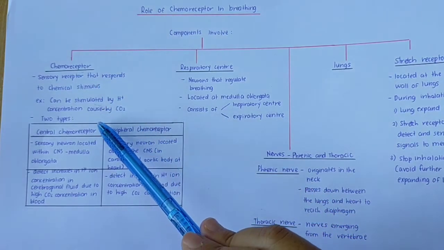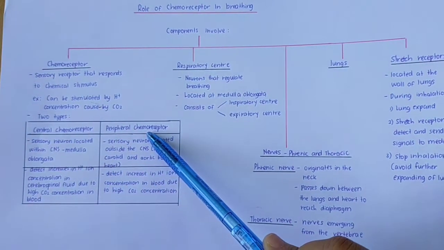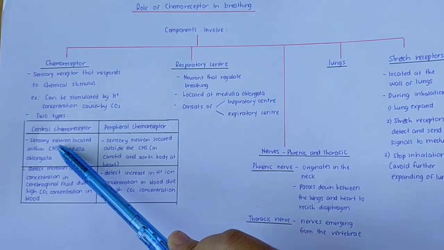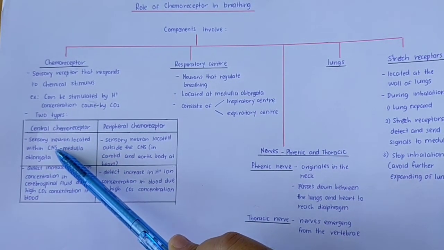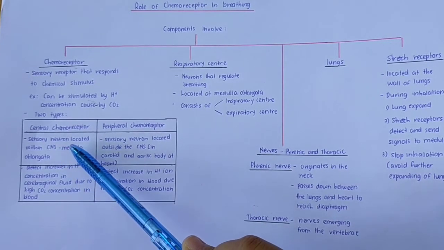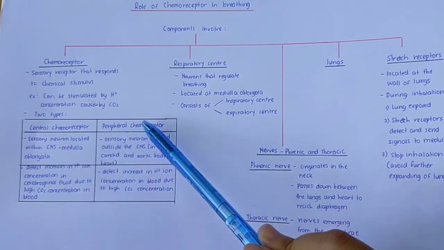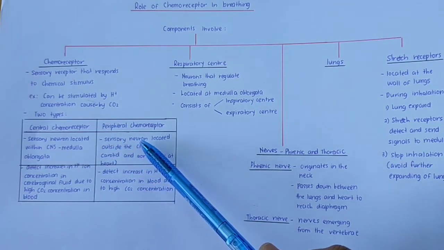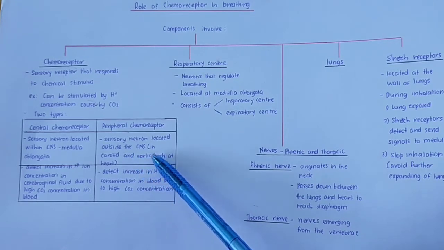There are 2 types of chemoreceptor. The first one we call central chemoreceptor, the second peripheral chemoreceptor. Central chemoreceptor is a sensory neuron that is located within the CNS. CNS here means central nervous system, or specifically, it is located at the medulla oblongata. But peripheral chemoreceptor is a sensory neuron which is located outside of the CNS. Specifically, it is located in the carotid and aortic body at the heart.